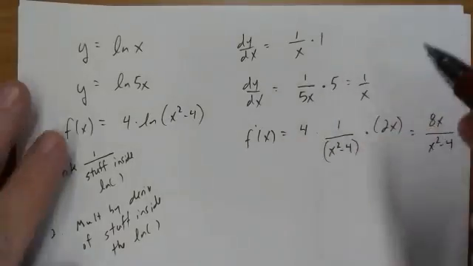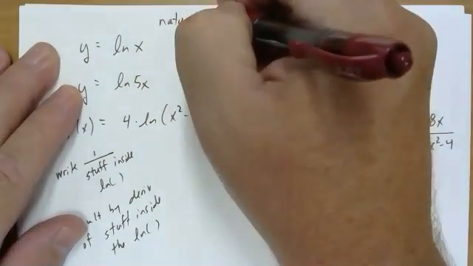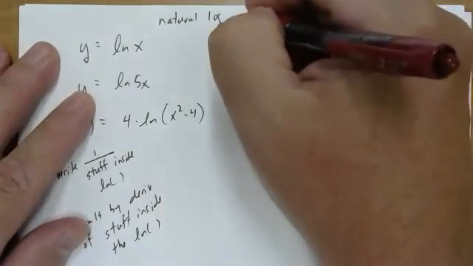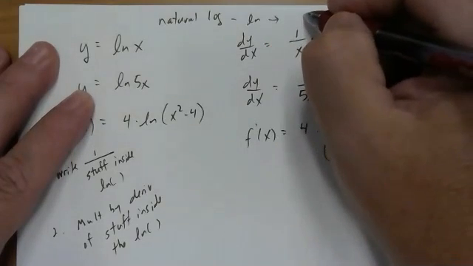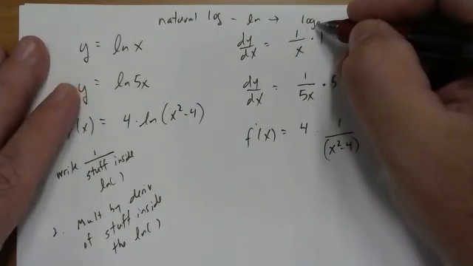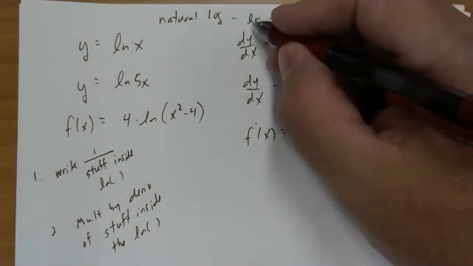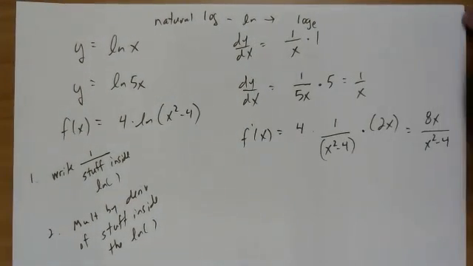So this is all for natural log. And natural log is always written ln. If you recall, when I reviewed this, that means log base e. We don't write log base e. We call it ln, natural log. But that's what it really is.